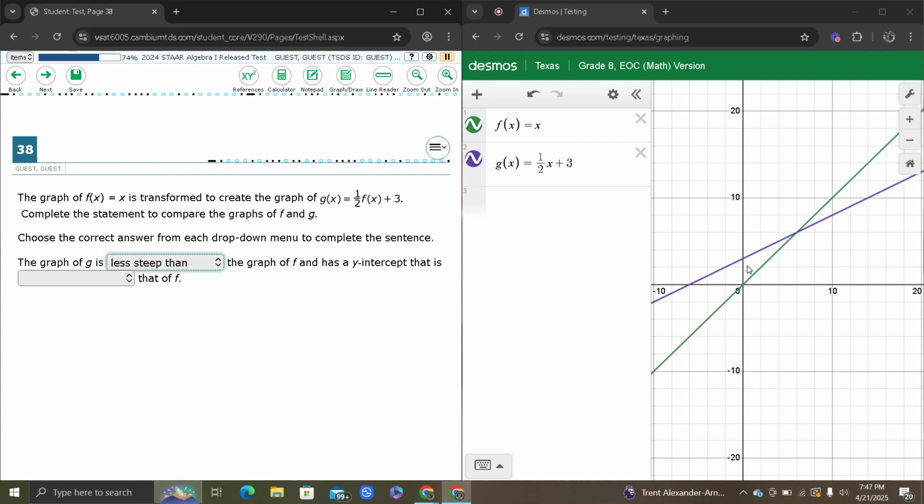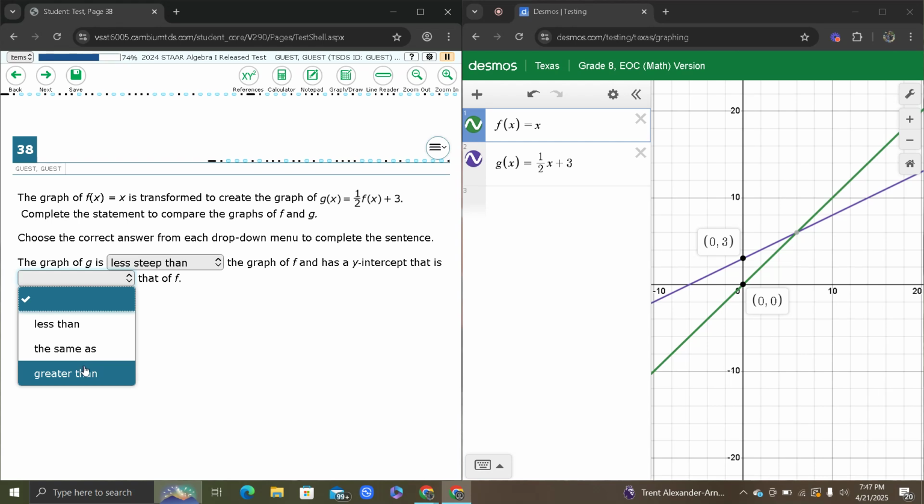So let's compare and contrast the graph of g's y-intercept. The graph of g's y-intercept is higher or greater than the y-intercept of f. So it is greater than.